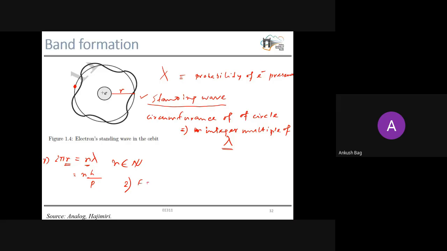the electrostatic force between the nucleus or proton and the electron, one by 4 pi epsilon naught times e square divided by r square, which equals the centripetal force, which is m naught v square divided by r. Now if we write this numerator in terms of momentum, it will take this type of form.